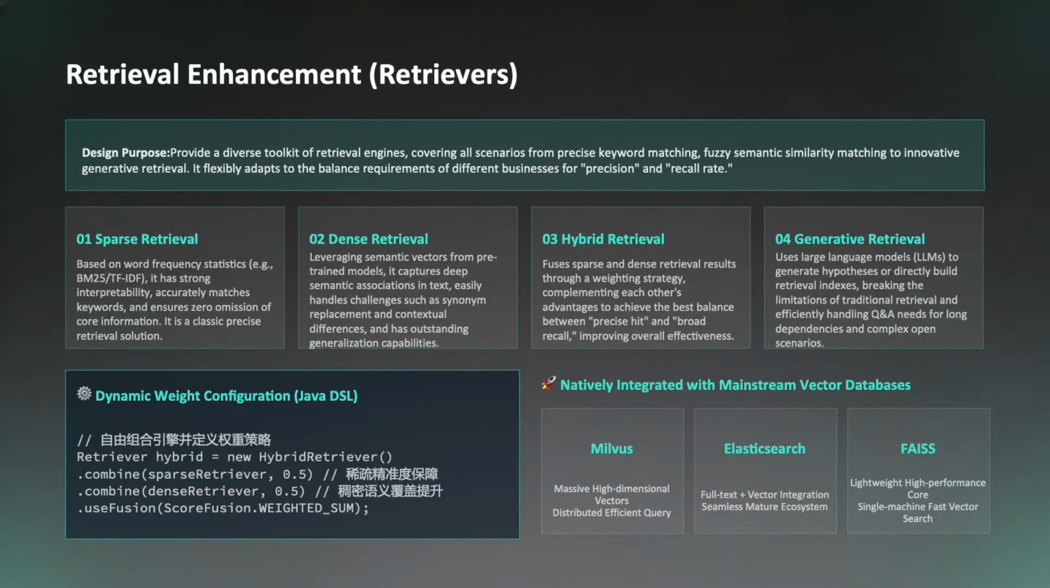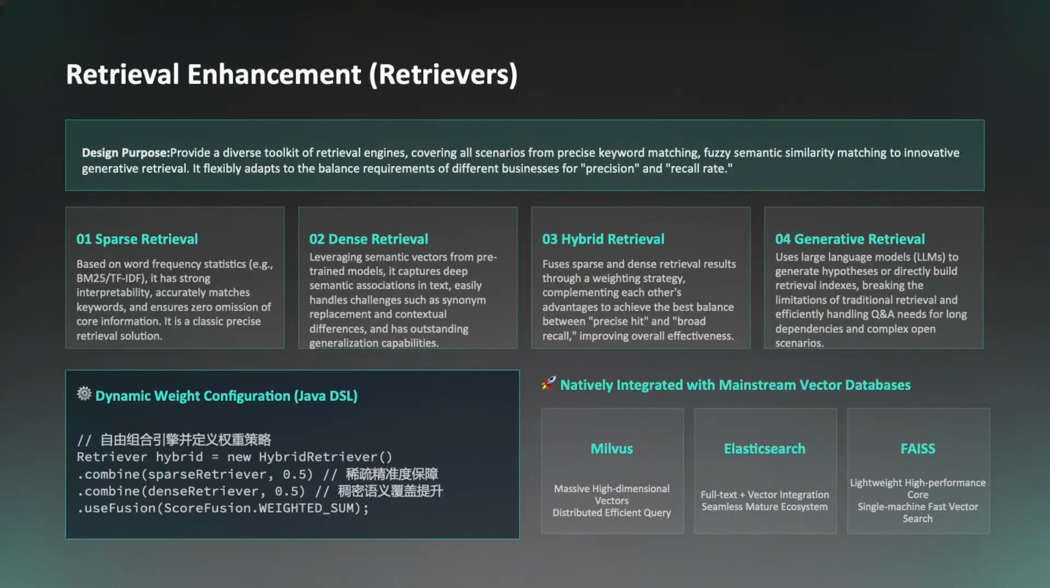Slide 9. Retrieval Enhancement, Full Spectrum Retriever Toolkit. Next is our Retrieval Enhancement module, which provides a complete toolkit of retrieval engines covering four mainstream technical routes, letting businesses freely balance precision and recall rate based on their own needs. First, sparse retrieval, BM25 and TF-IDF, based on word frequency statistics. It delivers strong interpretability and guarantees zero loss of core keyword information, the classic choice for exact matching scenarios.